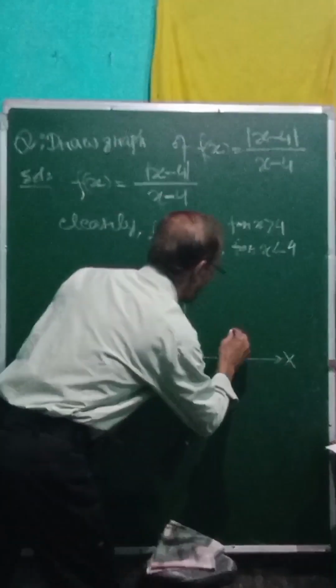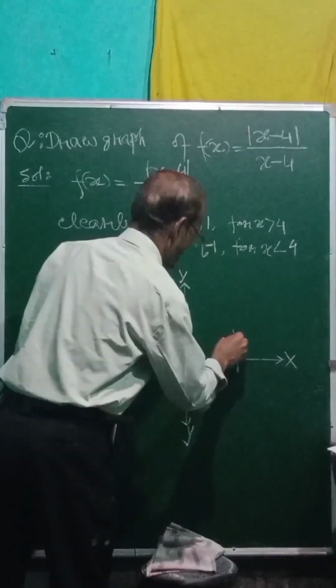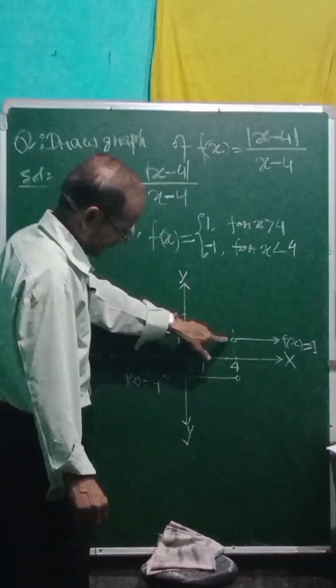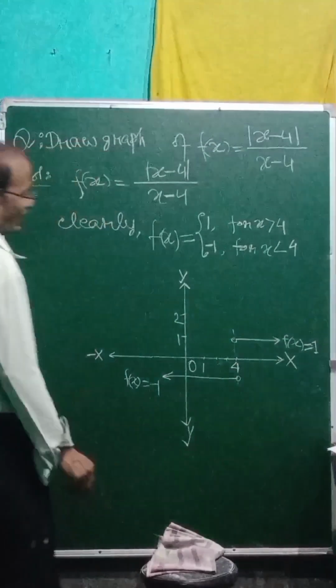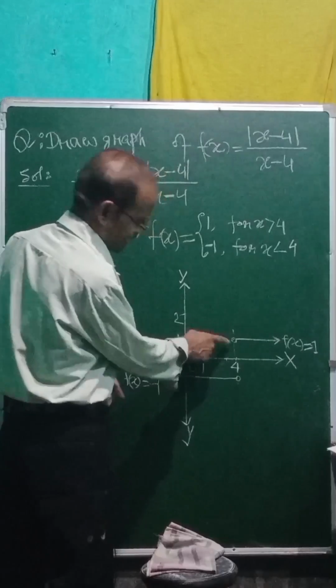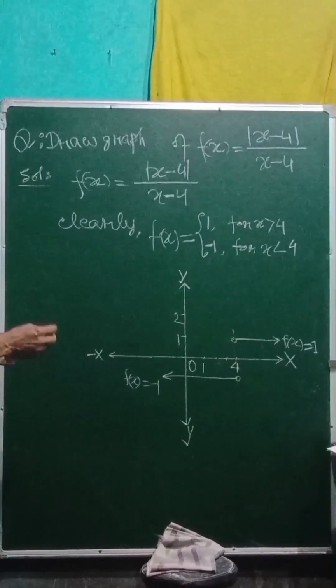So the graph starts at 1 unit. This is the graph, showing two small void circles. That means it is not exactly reaching 4, either from the right or from the left.